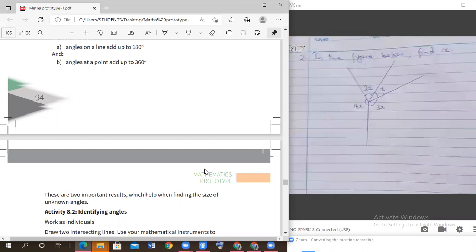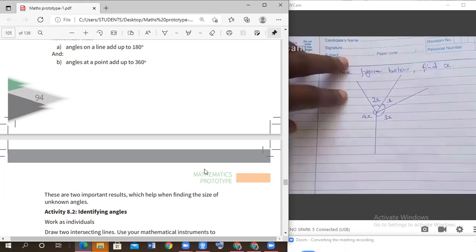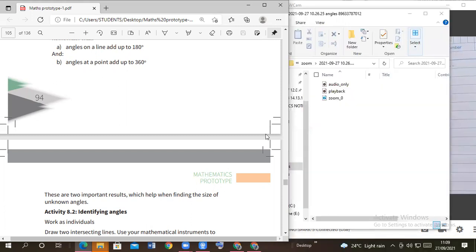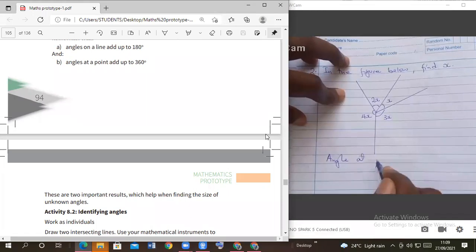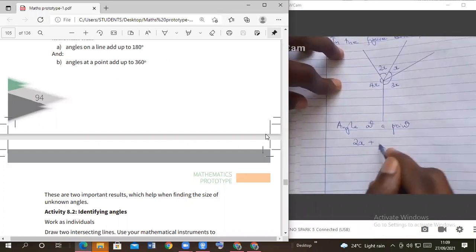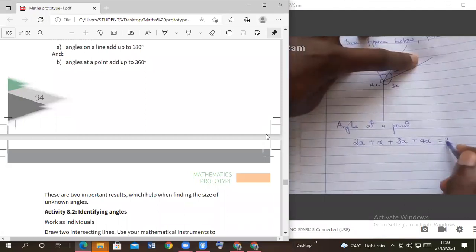So which property are you going to use here, members, to find that angle x? Angles at a point. And we said angles at a point must add up to 360 degrees. Which means it's going to be 2x plus x plus 3x plus 4x must give us 360.